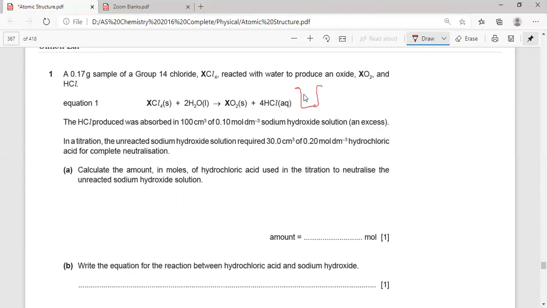Okay, here's your water, H2O. And you put in your what? Here is your what? XCl4. And how much is the mass? 0.17 grams. You put that inside here.